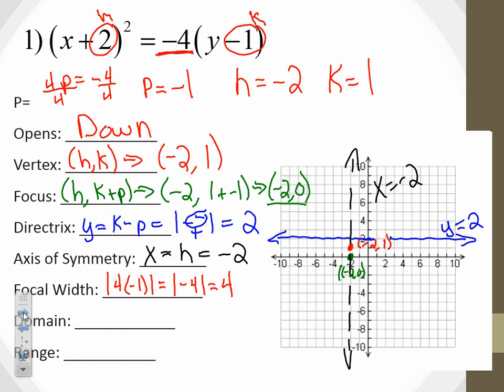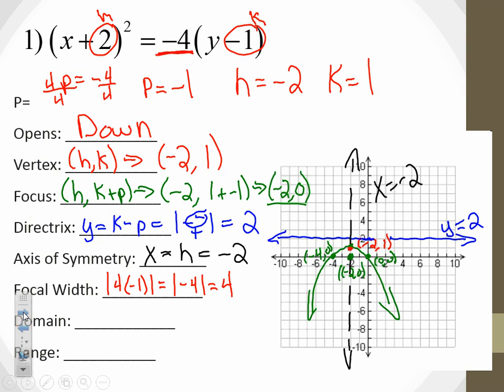Now, finish it off. We'll do our focal width, which is 4. So I go right here to my focus point is 4. Half of 4 is 2, so I go 2 to the right, and I go 2 to the left. I need to make sure I label these points. So this is at 0, 0. This one here is at negative 4, 0. Connect them with my vertex to create my parabola.